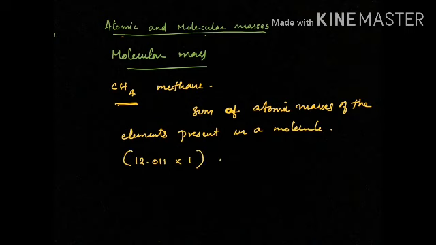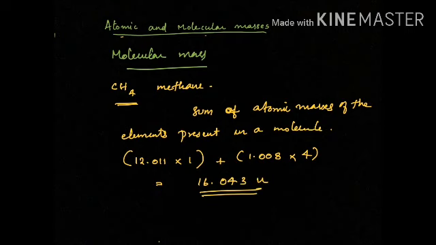Put the bracket. Plus the atomic mass of hydrogen, what was it? It is 1.008 into how many atoms of hydrogen are there? 4. So you will get the answer as 16.043 unified mass.